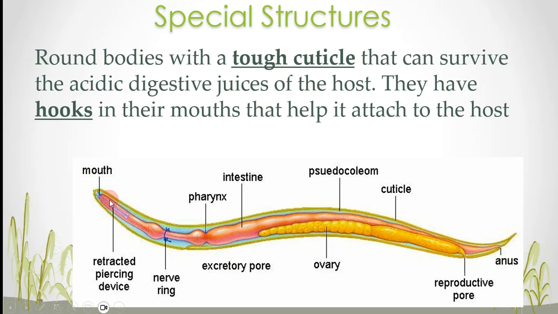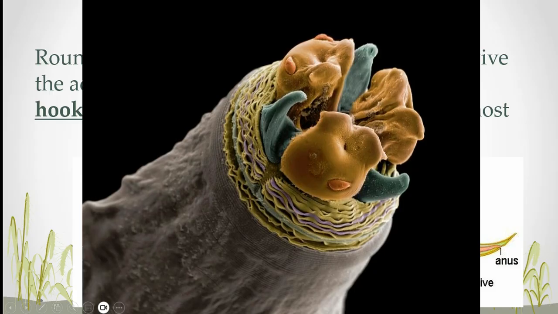So the mouth here, we can see, look at that, a piercing device that hooks out of the mouth. Yikes. And then, of course, the gut, right? And right here, the pharynx, that's all part of that. Nerve ring, right? So they have a little brain. All right, so that is a very, very close-up picture of the mouth parts of a hookworm. And you can see those little hooks coming out. They will extend even further, and they will hold on to the interior of the gut of a host.